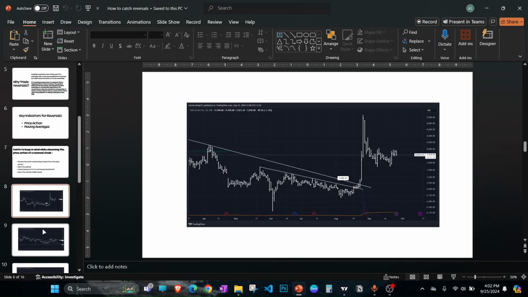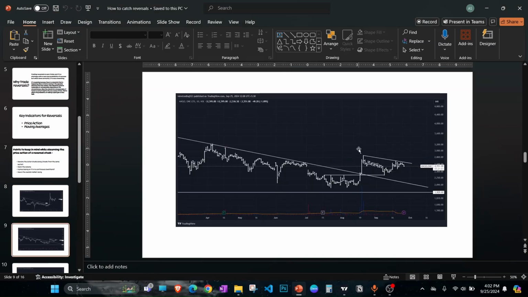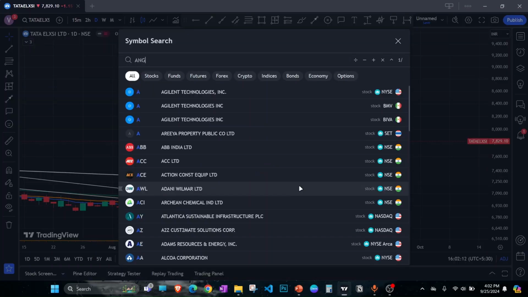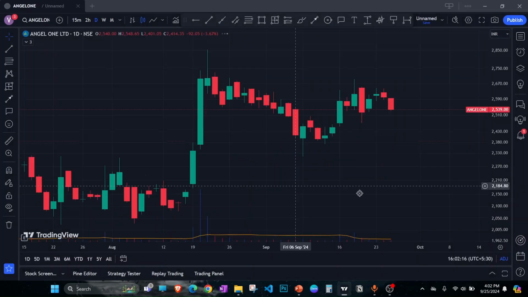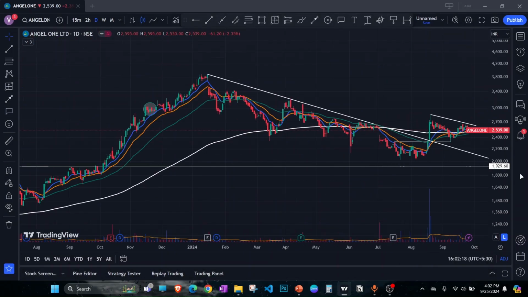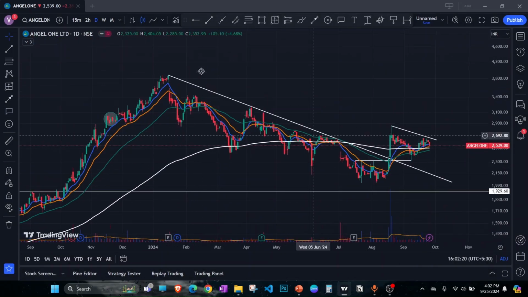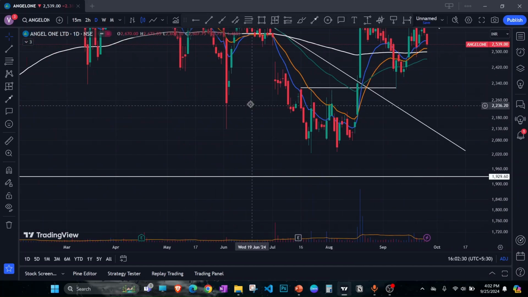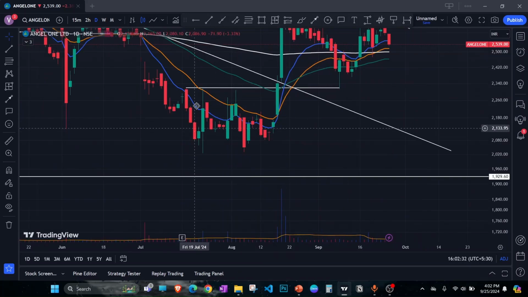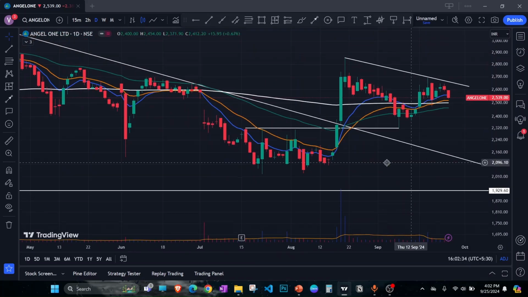Okay, so if we look at the next example, Angel One, here also what happened is that there was a mismatch from the overall sector. If you look at the sister stocks of this particular sector, they were doing well, they were in a good uptrend, right? But this one was continuously going down and down and down. But here you see, after a really sharp downtrend, there was some bit of base formation happening.